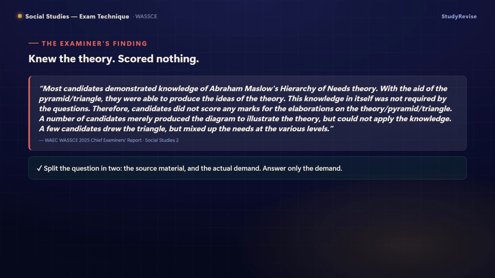The fix. Before you write, split the question into its source and its actual demand. What lessons can a person learn from Maslow's theory is not the same instruction as explain Maslow's theory. The theory is only the source material. The lessons, what you personally take from it, are the answer.